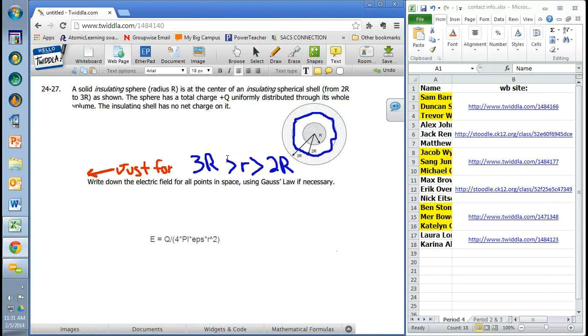Okay, then the last one here I want everybody to do is we're looking at little r being bigger than 3R now. So now it's going to be this. Is it slightly easier to draw on an iPad? That's what I was kind of wondering. Okay, I think this one should be easier. I'm going to give you about 2 minutes to do this one.